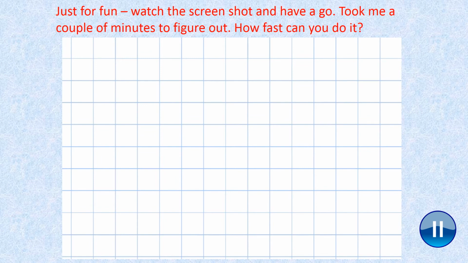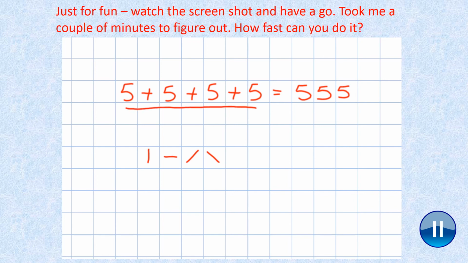Right, kids, just a bit of fun for you here. Don't think it's just a blank screen. I want you to think about 5 plus 5 plus 5 plus 5 equals 555. And you probably think I've gone bonkers. What I'd like you to do is put one of these marks, any of those marks, somewhere in that equation to make that answer correct. I'm going to give you a few minutes to have a go at that, see how you go.